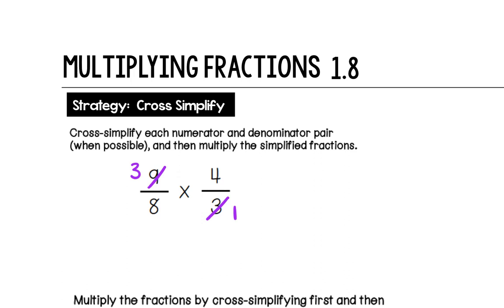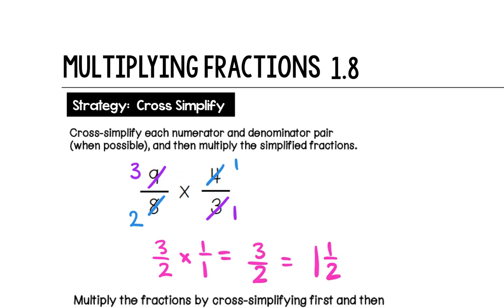We can do the same thing with this cross pair. What is the greatest common factor we have? 4. So we can divide them both out by 4. So this becomes a 2 and this becomes a 1. What we have now is 3/2 times 1/1, which is 3/2. You can leave it as 3/2 or you can rewrite it as 1 1/2.